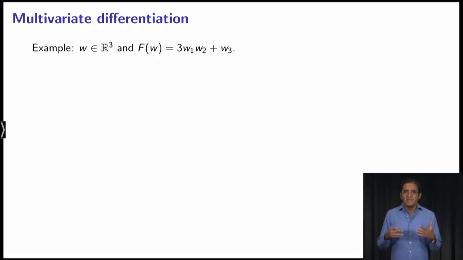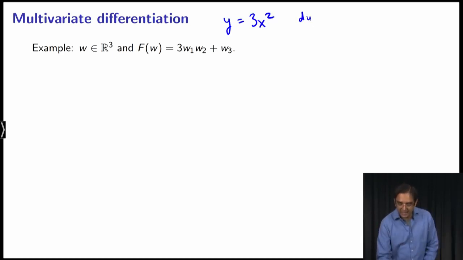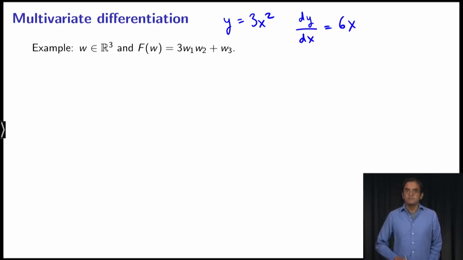So one thing that I think we're all pretty familiar with is finding the derivative of a function of one variable. Okay, so if you have, for example, y equals 3x squared, what is the derivative of y? What is dy dx? It's just 6x. Okay, so we know how to do that. But what happens when you have a function of multiple variables?